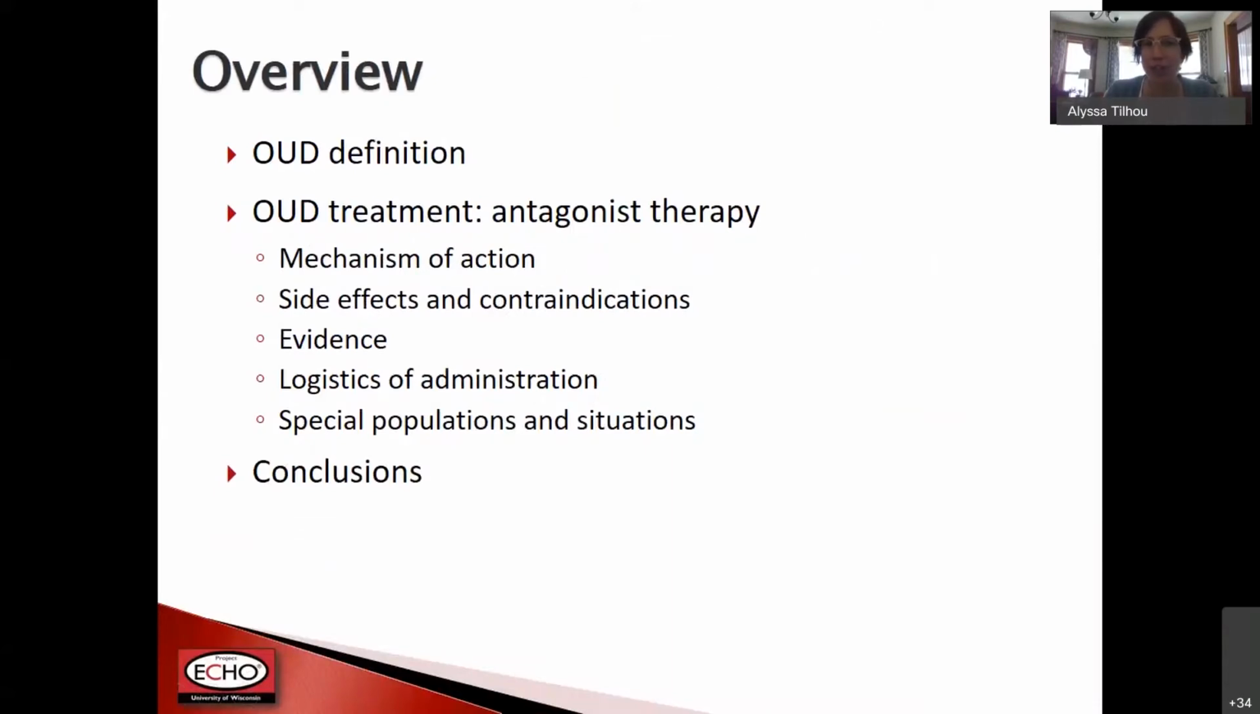Briefly, we're going to review the definition of opioid use disorder, and then we're going to jump straight into the mechanics of using antagonist therapy for treatment. We'll talk about the mechanism, side effects, contraindications. We'll review the evidence, and then actually walk through the logistics of administration and how antagonist therapy can be used in special populations and situations.